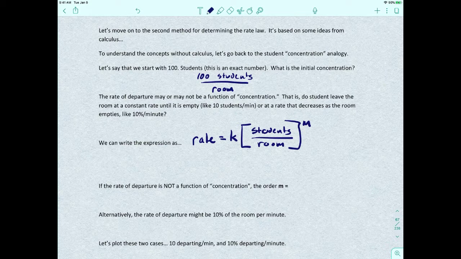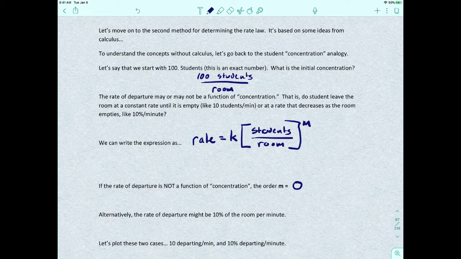That's second order. Now, here we talked about one type of reaction where, let's say, the rate of departure is not a function of concentration. So you double the concentration and it does nothing. It doesn't do what you expect it to do. In that case, we say that the exponent has to be 0. Alternatively, the rate of departure might be 10% of the room per minute.